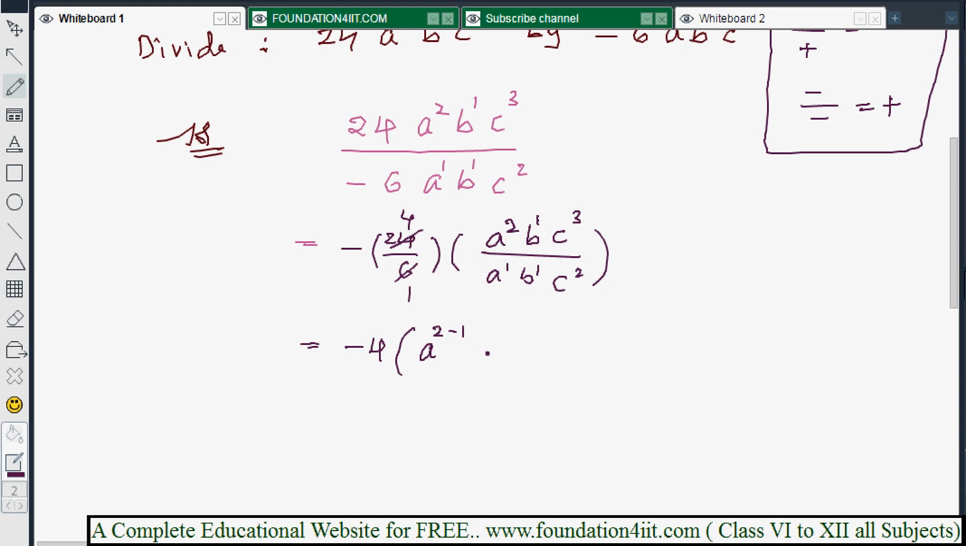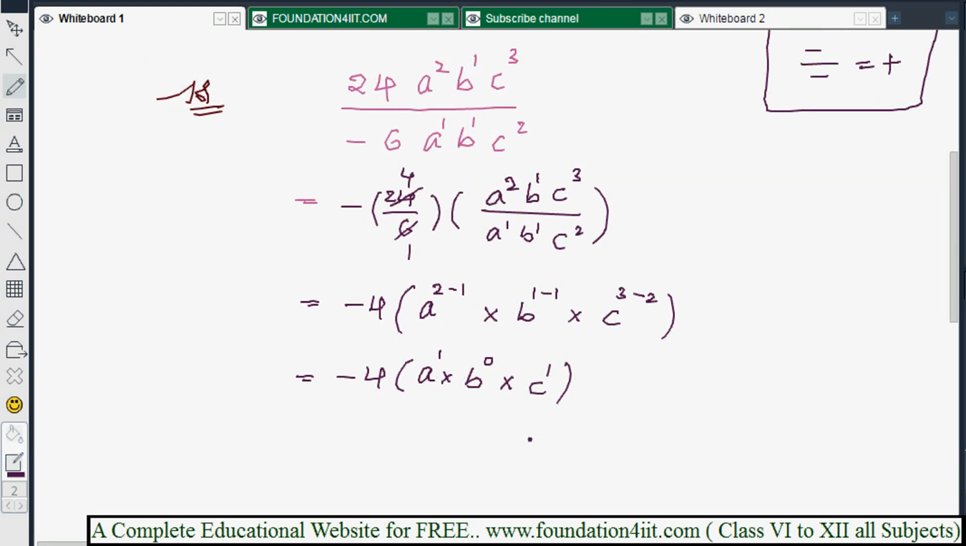Similarly, b to the power 1 minus 1, c to the power 3 minus 2. Now simplify this. a to the power 2 minus 1 is a to the power 1, b to the power 1 minus 1 is 0, and c to the power 3 minus 2 is 1. Now we can write in simplest form. Any number to the power 0 is 1. So a to the power 0 is equal to 1.